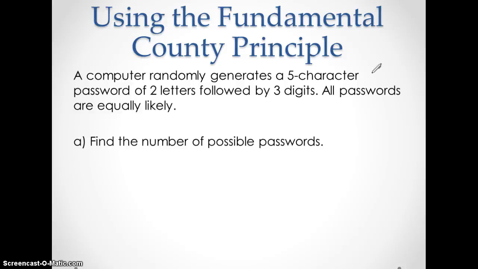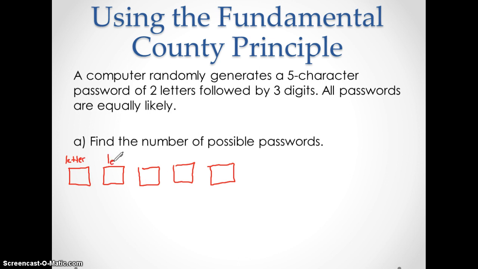All right, in this one, it tells you that you have 5 characters. So we know we're going to have 5 little boxes: 1, 2, 3, 4, and 5. And we know of those 5 character boxes, 2 of them are letters. So this one is a letter. This one is a letter of the alphabet. And the last 3 are all digits. Digits, digits, and digits.